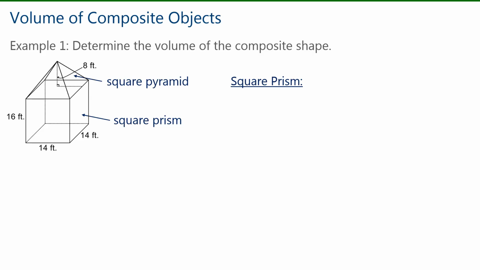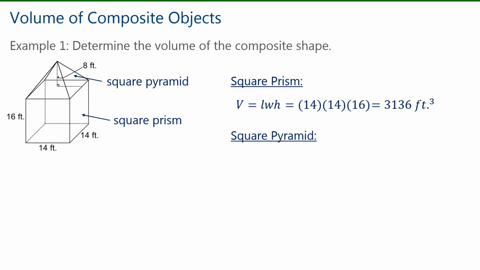The volume of a square prism is length times width times height. Now the length and width are both 14, and the height is 16. So if I multiply these three numbers together, I get a volume of 3,136 cubic feet.